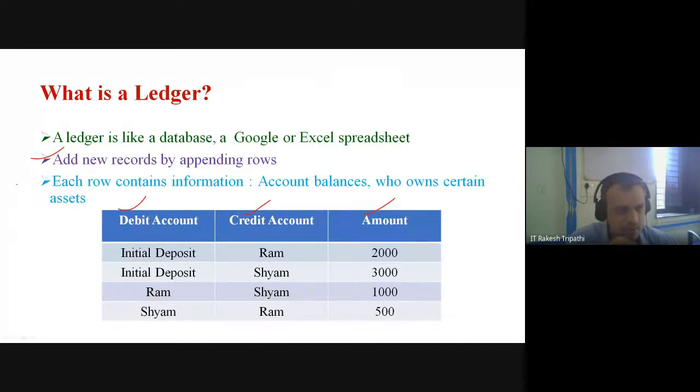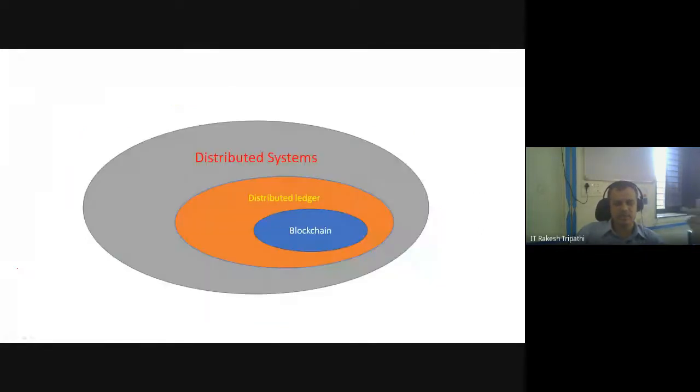A ledger is like a book where every row has a record of a certain transaction. So Ram has given this much money to Shyam, and then you record the transaction. So it's nothing but a database. It could be an Excel spreadsheet.